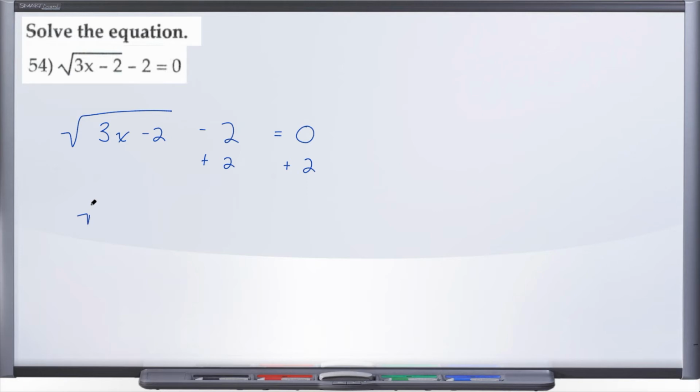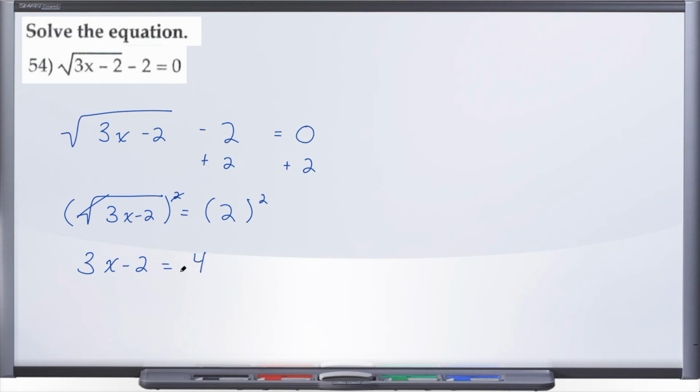And so when we do that, we end up with radical 3x minus 2 equals 2. And now you can see how the radical is isolated on the left side of the equation. Now we can go ahead and square the left-hand side, square the right-hand side, and by squaring the left-hand side, we eliminate that radical sign. So we end up with 3x minus 2 equals, and now 2 squared is 4.